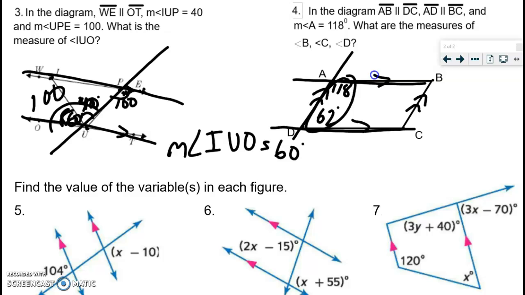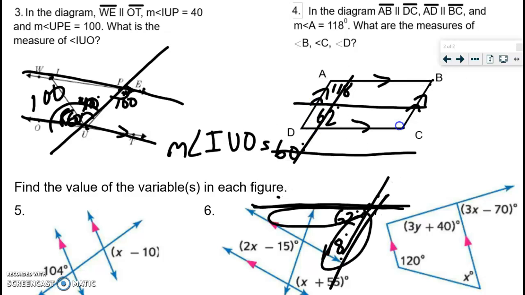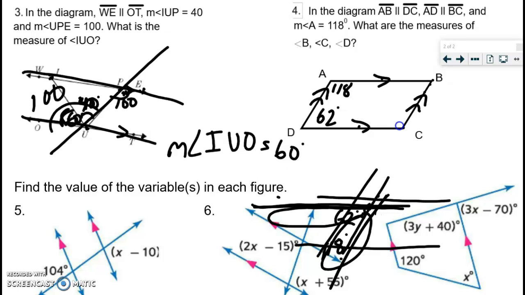We also know that these two must be supplements of each other because these two lines are parallel and this is our transversal. So this one is also 62 degrees, which means that these two must also be supplements of each other. So this one is also 118 degrees. Now we can make a new rule that says in a parallelogram, which is exactly what this is, because all sides are parallel to the opposite sides, opposite interior angles are congruent. You will be able to use that for shapes later on.